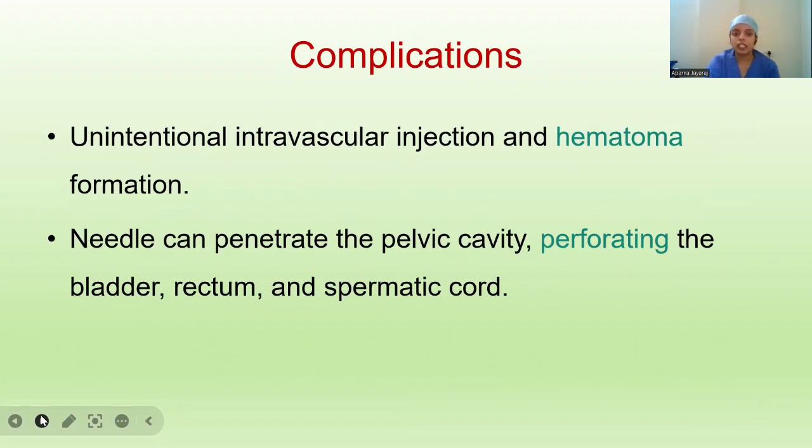The incidence of complications in obturator nerve blocks is relatively low. That could be because the number performed is lower compared to the other nerve blocks. The complications include unintentional intravascular injection and hematoma formation. And since the needle is directed into the pelvic cavity, it can penetrate the pelvic cavity and perforate the pelvic organs like the bladder, rectum, and spermatic cord.